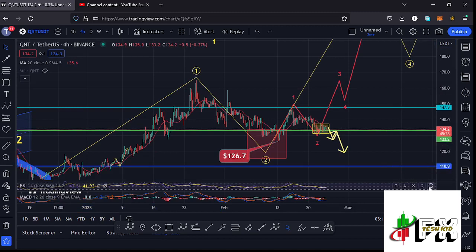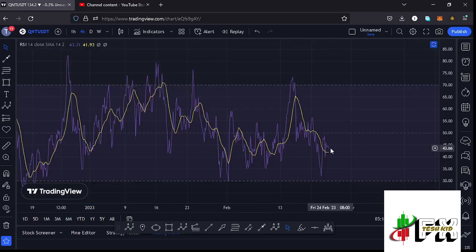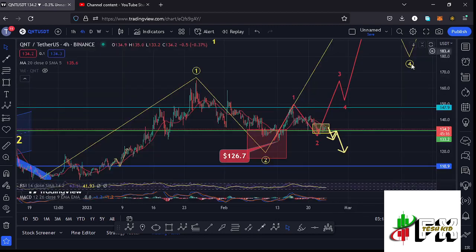And also taking a look at the indicators on the RSI, we are trading at around the 43 mark, meaning we have massive room for us to fully support higher prices in the formation of this wave 3 of this Elliott wave structure right here in red.